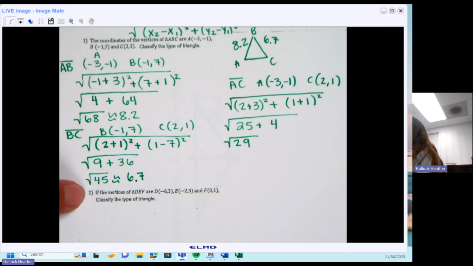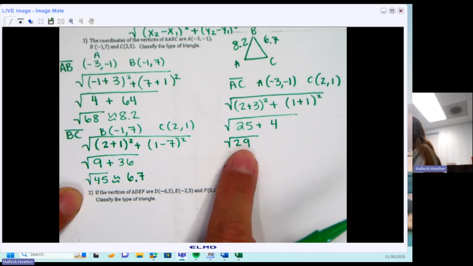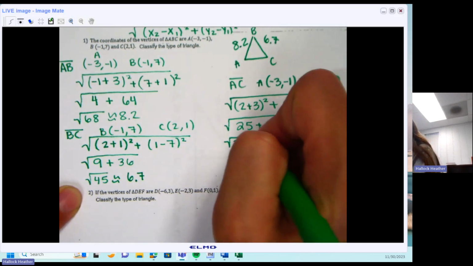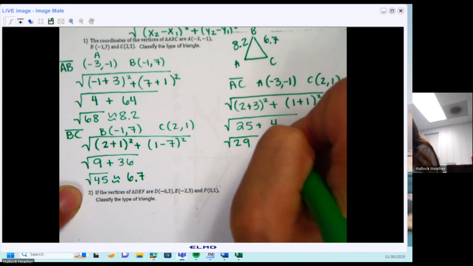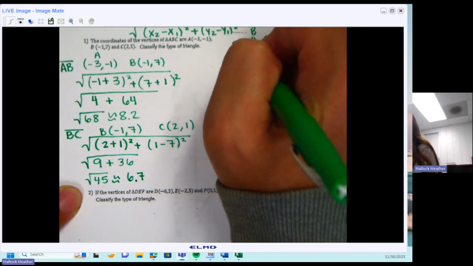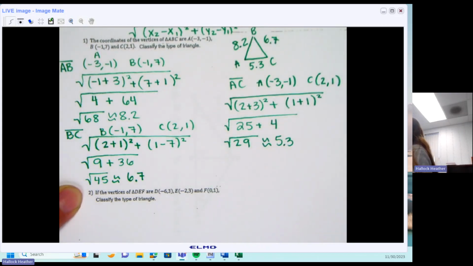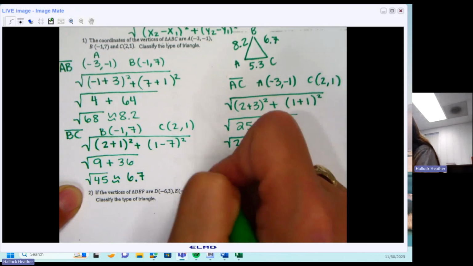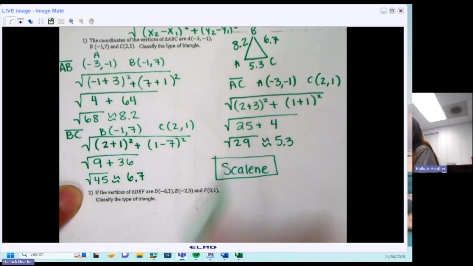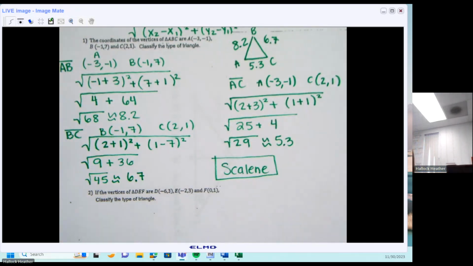you have the square root of 45, and you have the square root of 29. Those are clearly all not the same. If you really want to find a decimal, what's the decimal for this? 5.3. So if all of them are different, is it equilateral, scalene, or isosceles? Scalene. Scalene means all different sides. Isosceles has 2 congruent sides. Equilateral is equal, so that would make sense.